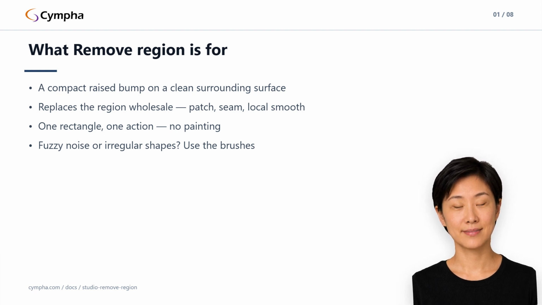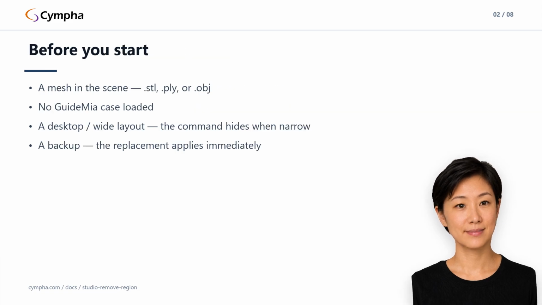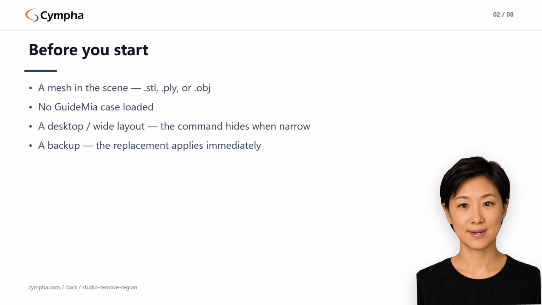For prerequisites: a mesh added to the scene, add model, open optical scan file, drag and drop, or a link, STL, PLY, or OBJ. No GuideMia case loaded, like all the standalone cleanup commands. Remove Region only appears on user-added meshes when no full case is open, use clear scene if needed.